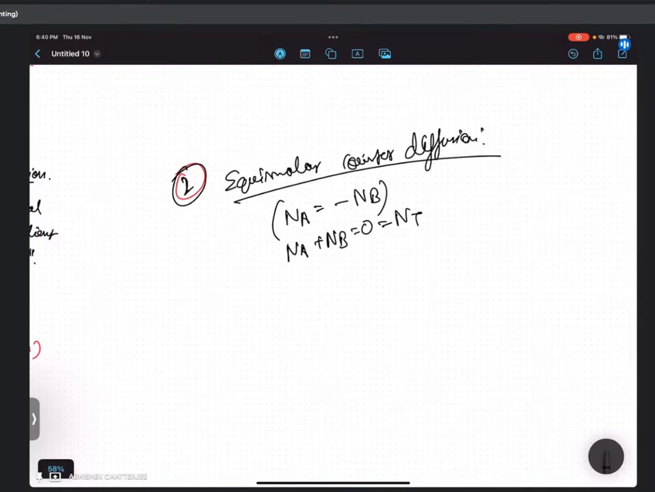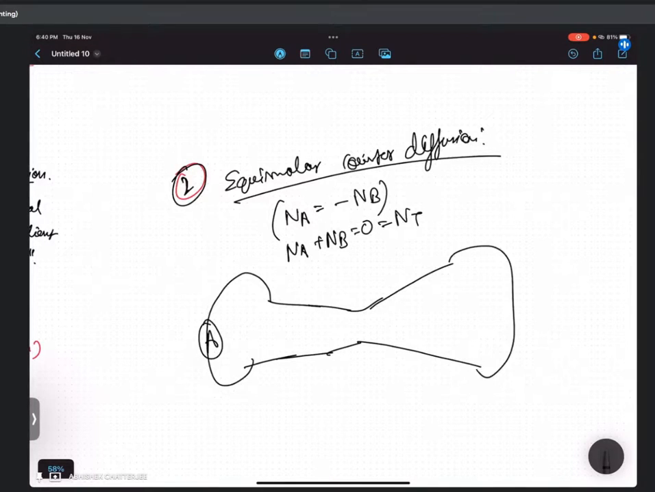So how is this happening? Suppose a channel is there. Here your bulk A is present, and here your bulk B is present. Bulk present means, like in your room bulk air is present, any quantity which is present in huge amount or in excess, that we call bulk. Bulk gas, bulk liquid. So bulk A is present here and bulk B is present here.